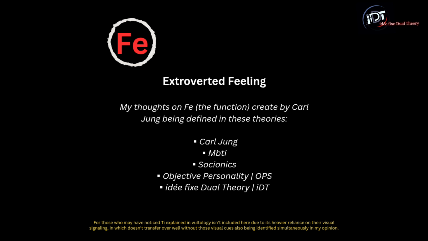Moving on. In the Objective Personality System, or OPS, extroverted feeling Fe is defined as a function that prioritizes and judges based on collective, shared values and feelings within a group or tribe. It's a judging function that focuses on the harmony and well-being of the group, often at the expense of the individual preferences. Again, simple, straight to the point. They emphasize the sacrifice of themselves from the dominant perspective, right?